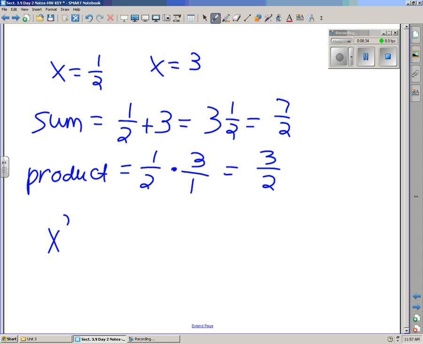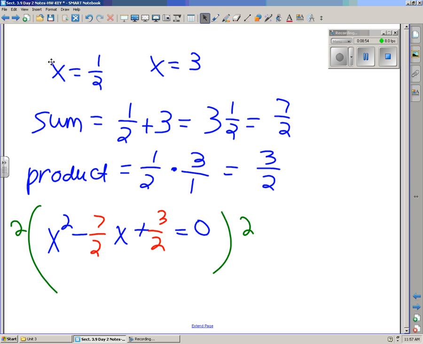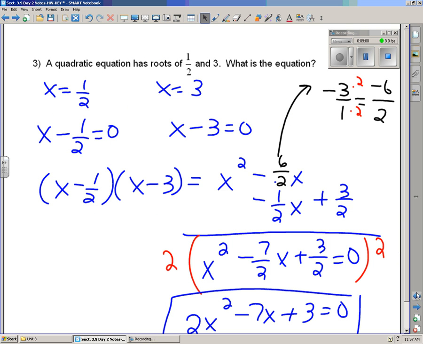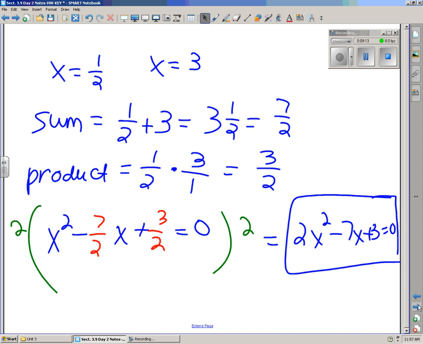And then the equation becomes x squared minus the sum of x plus the product. Well, the sum is going to be 7/2. The product is going to be 3/2. Again, we still are not allowed to have fractions. The least common denominator is 2. And the equation that comes out becomes 2x squared minus 7x plus 3 equal to 0. And if I am correct, that's the exact same equation that we got on the page before. 2x squared minus 7x plus 3 equals 0. Okay? There it is. Good luck.